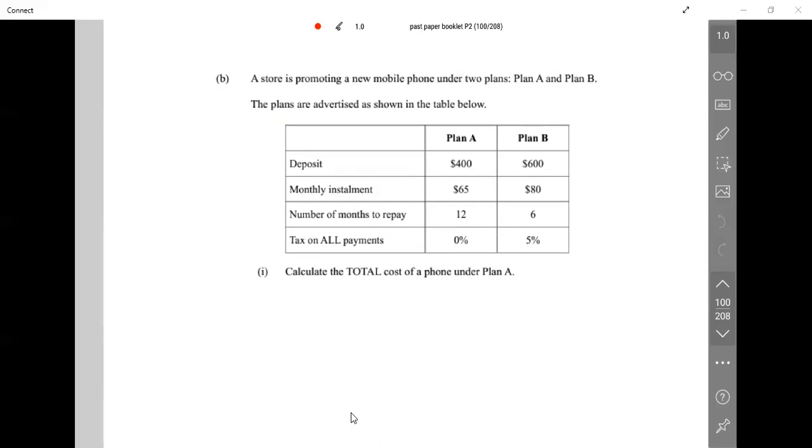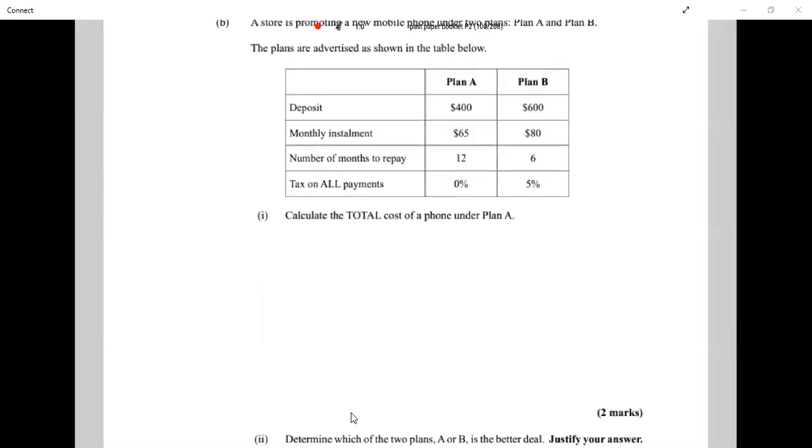All right, and the tax is on all payments. Under Plan B, you have to pay a deposit of $600, monthly payments of $80 for 6 months, and you must pay a tax of 5% on all payments. The first thing we're asked to do is calculate the cost of a phone under Plan A.